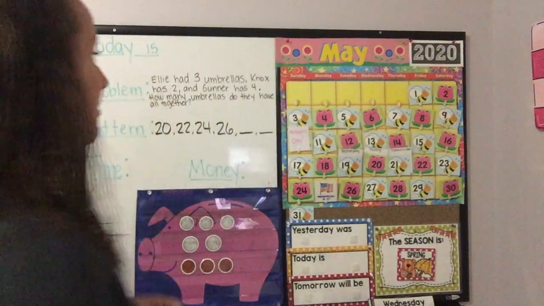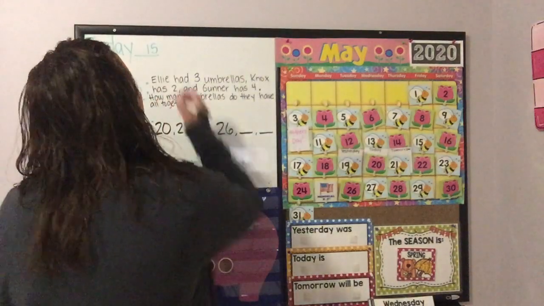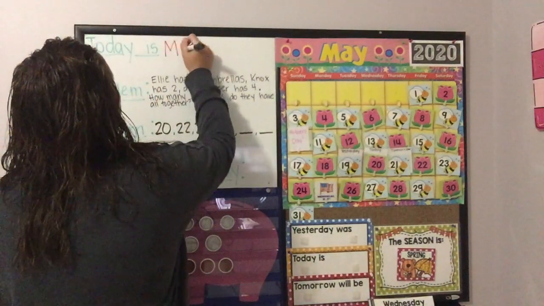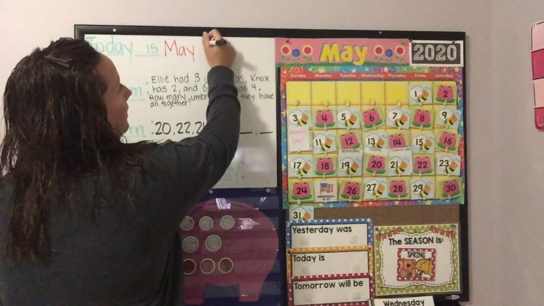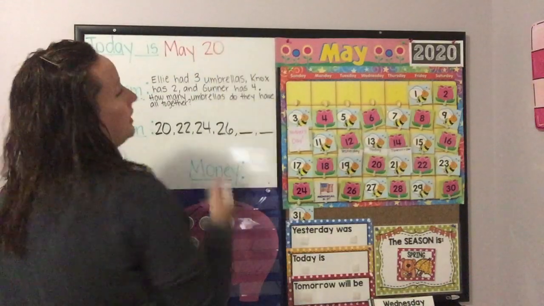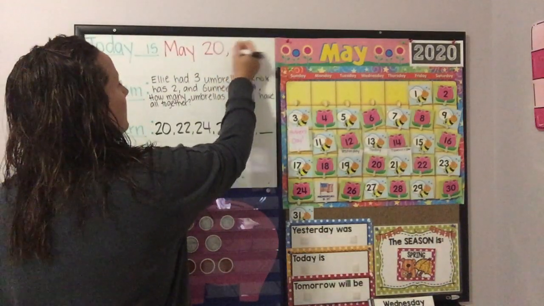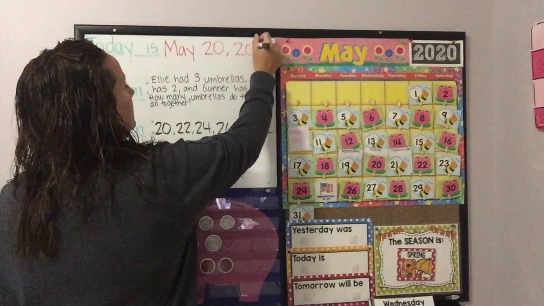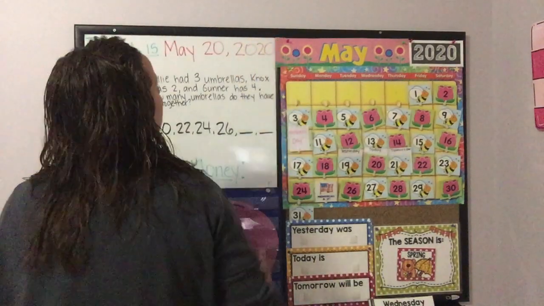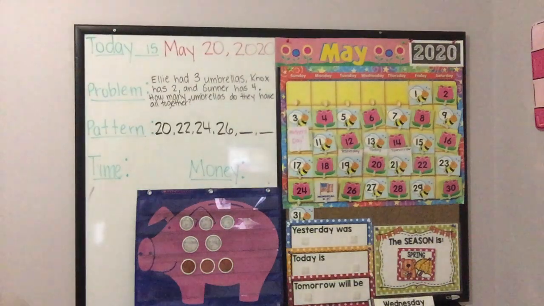All right, so let's go ahead and write that down. I'm going to write it at the top of our board, and you write it wherever you're writing. May 20th, comma, 2020. Very good.